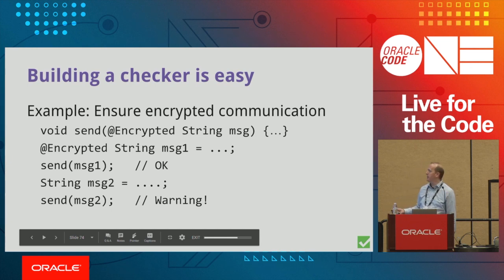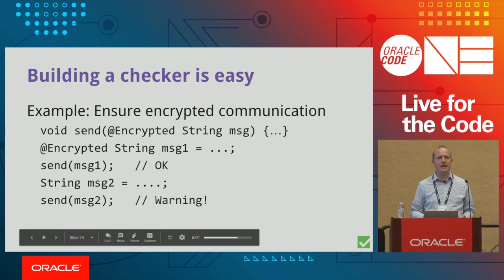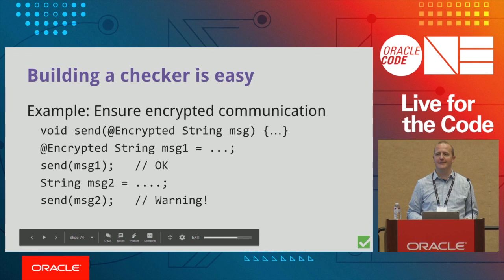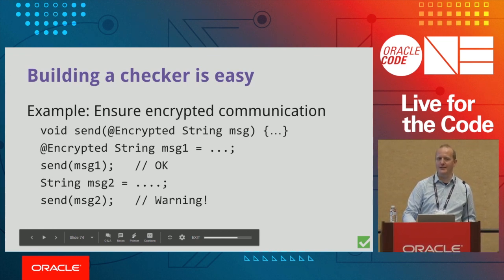So here's a very simple example. We want to ensure that encrypted communication only sends encrypted strings. So we have a send method that only takes encrypted strings. If you pass an encrypted string as argument, the type checker should be happy. Otherwise, we want a warning. How complicated would you guess it is to write the type system for this? Do you need a PhD?